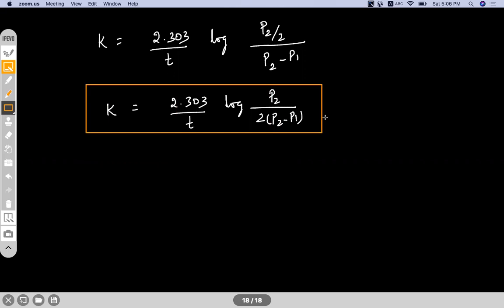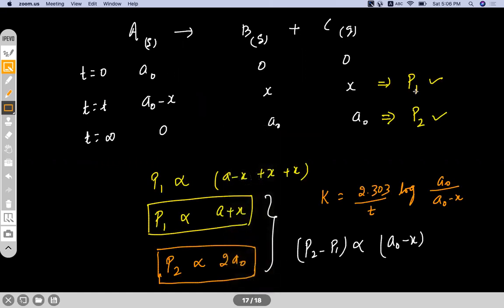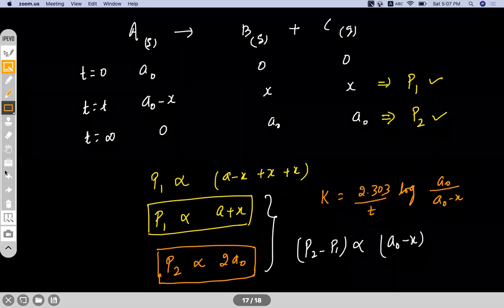Clear? So it all depends on what condition is given. I have taken these two conditions here because at these two conditions only the pressure was given, P1 and P2. If these two conditions are given, then we can talk about these two conditions. So it all depends upon what condition is given in the question. You can relate concentration directly with pressure, and then we can write down the expression of K in terms of pressure. Understood?